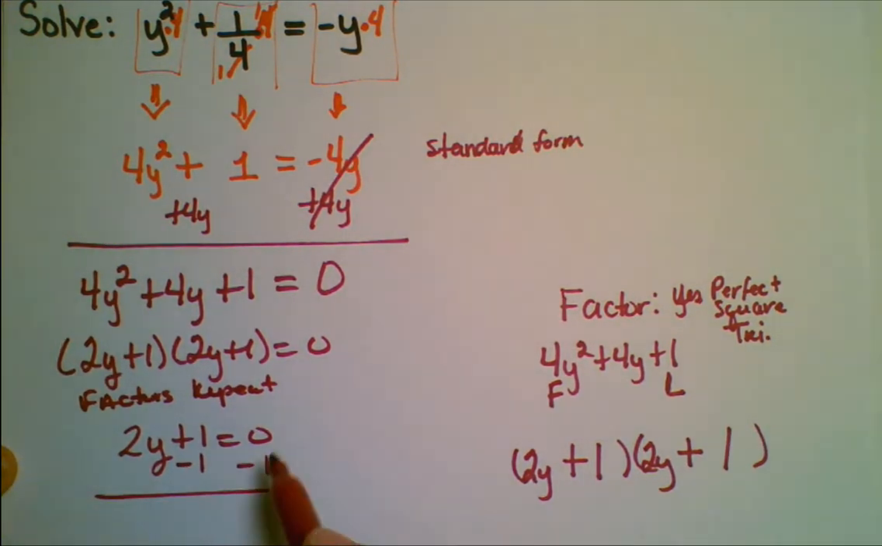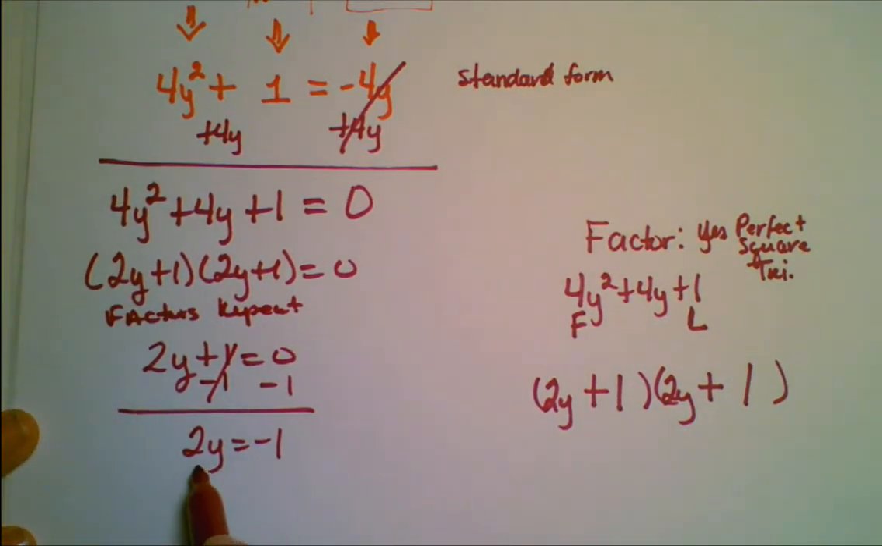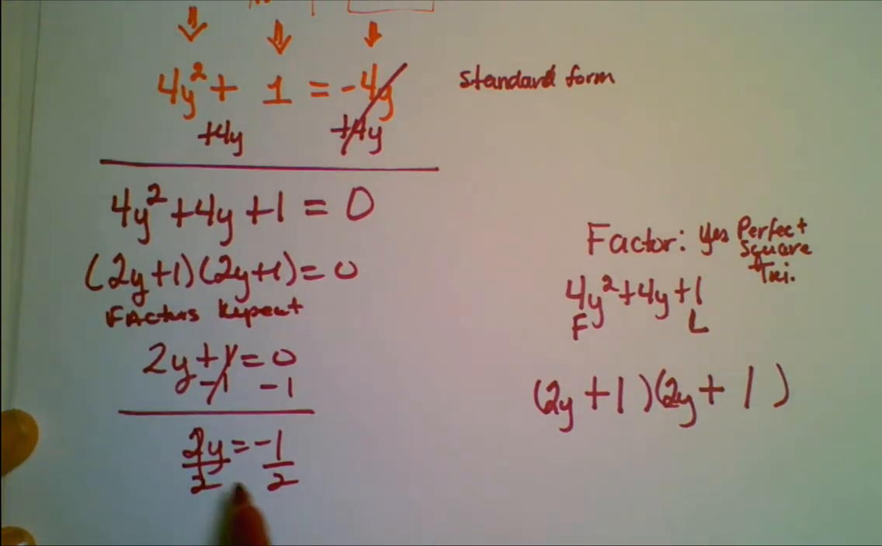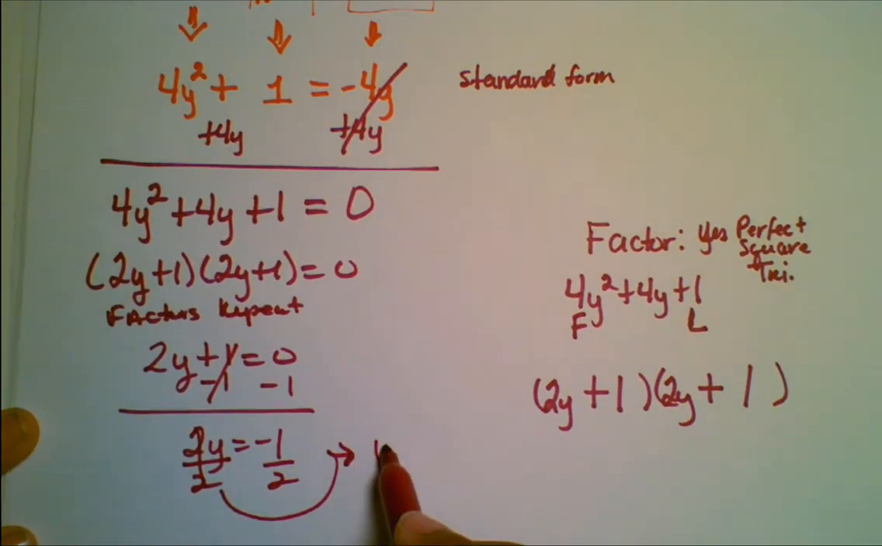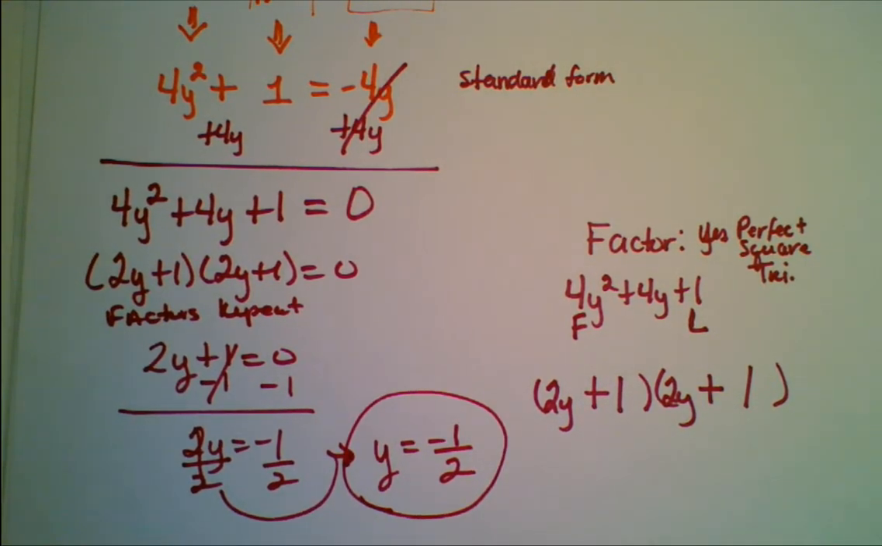We're going to subtract 1 from both sides. We have 2y is equal to negative 1. Then we're going to divide by 2. And we have y is equal to negative 1/2 as our solution. There we go.